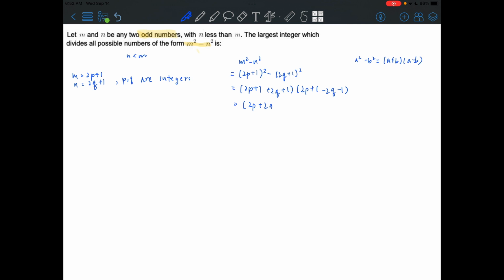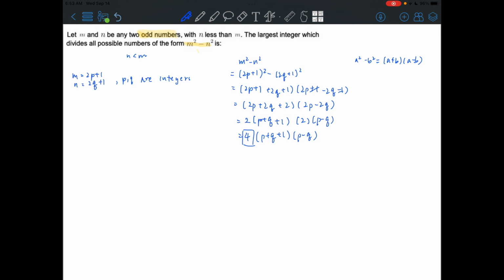(2p plus 2q plus 2) times (2p minus 2q), because this 1 and 1 cancel out. So we have 2 times (p plus q plus 1) times 2 times (p minus q). So we have 4 times (p plus q plus 1) times (p minus q). So right now it seems like the largest integer which may divide all possible numbers is 4, but that's not the final answer, so don't be fooled.